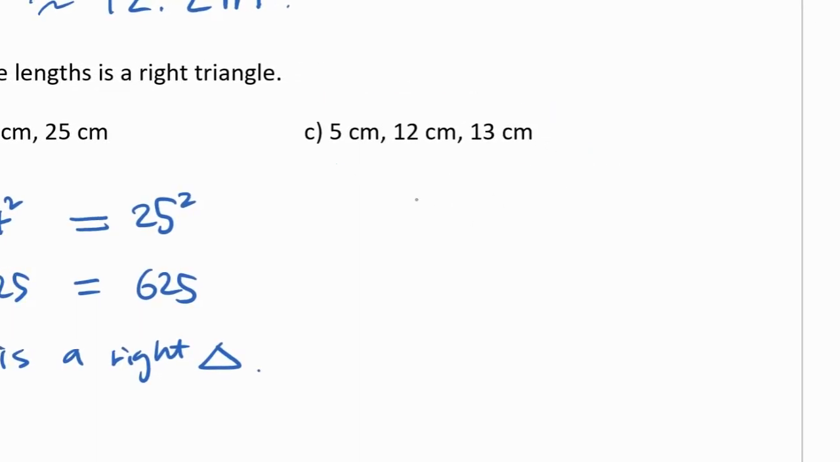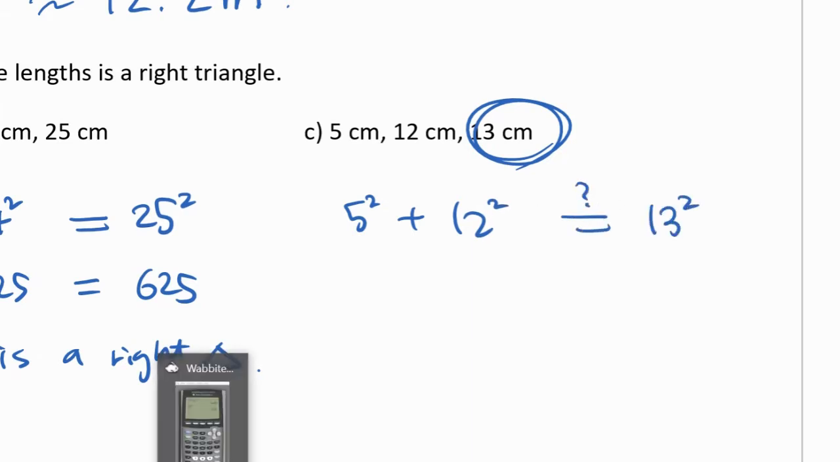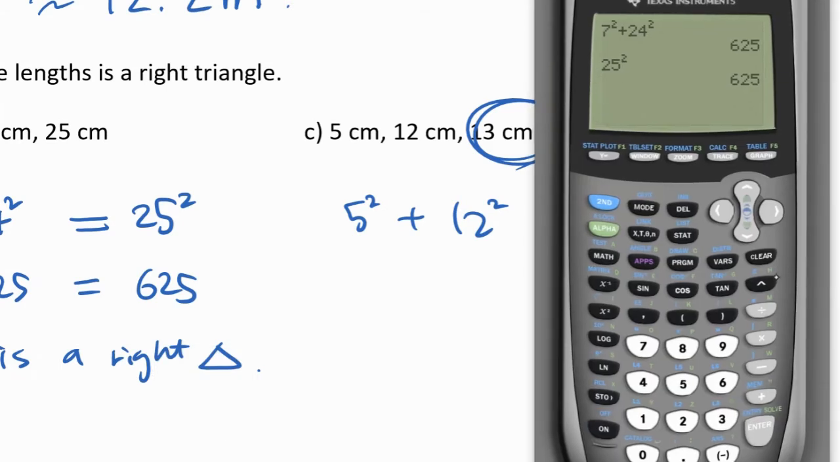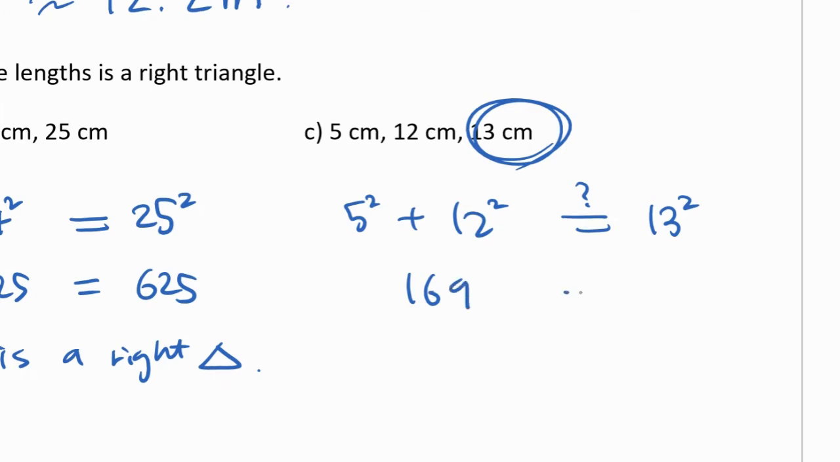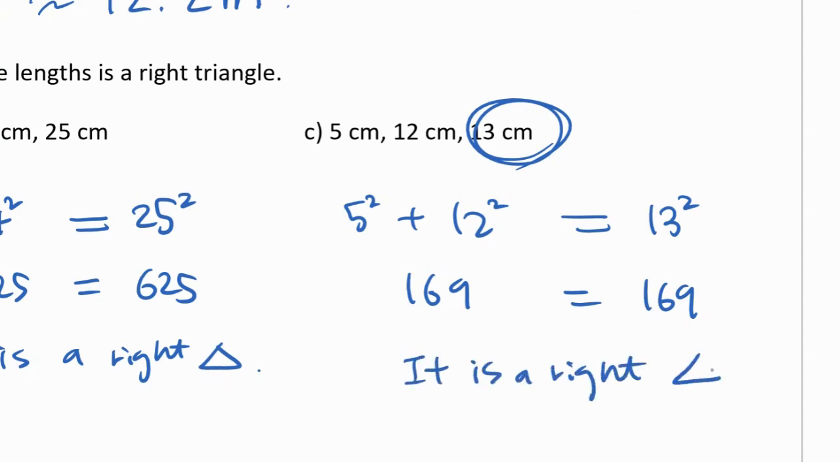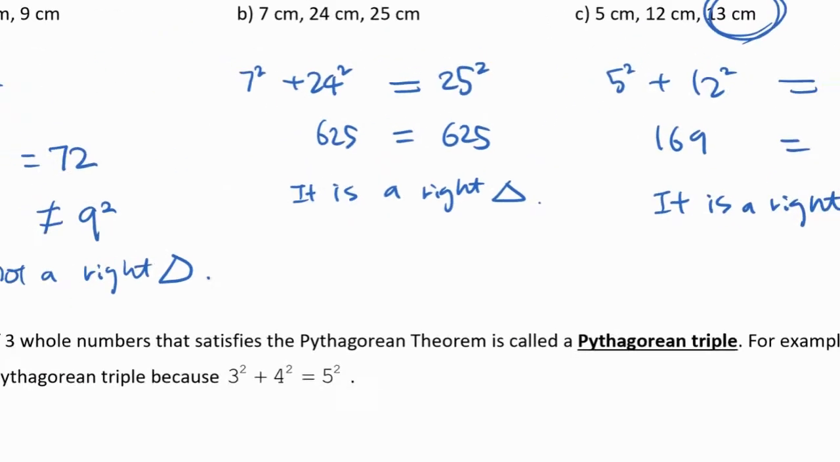Next. The hypotenuse is the longest side. So let's add 5 squared and 12 squared and see if it is 13 squared. 5 squared plus 12 squared is 169, and 13 squared is 169. They're equal, so it is a right triangle. All right, let's move on.